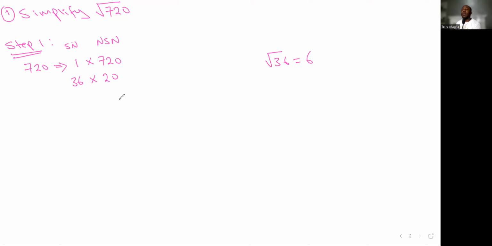What again? We can try 4 times 180, because the square root of 4 is going to give us what? 2. So 4 is a square number. And that one again, we can try 16 times 45. Yes, because the square root of 16 will give us 4. So that means 16 is a square number. Another one we can try, 144 times 5. Yes, because the square root of 144 is going to give us 12.